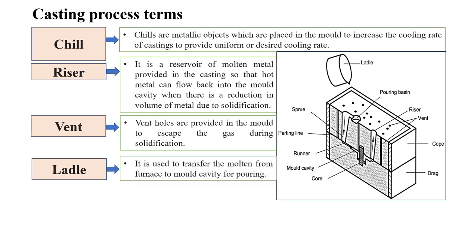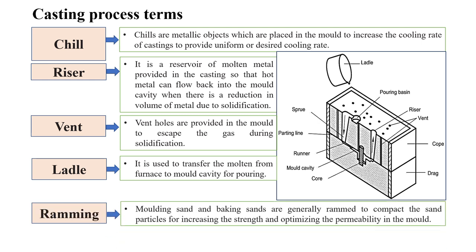Ladle. A ladle is used to transfer the molten metal from the furnace to the mold cavity for pouring. Ramming. Molding sand and backing sand are generally rammed to compact the sand particles, increasing the strength and optimizing the permeability in the mold.